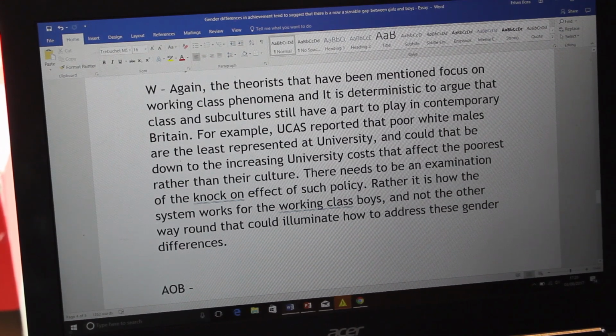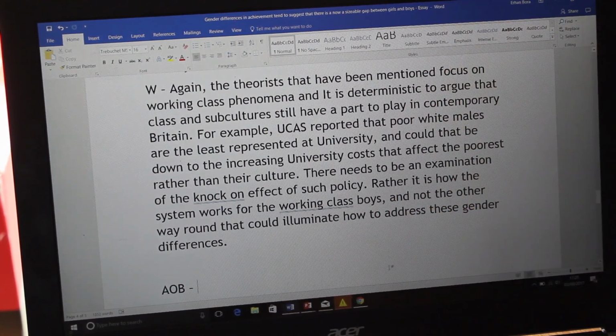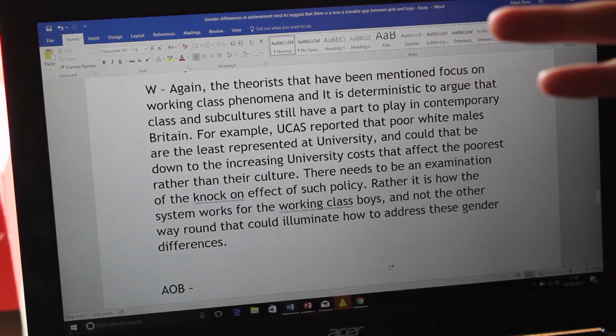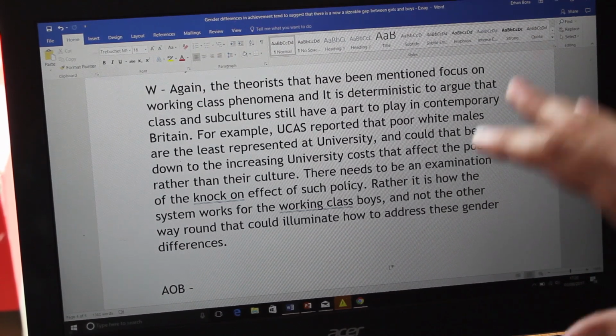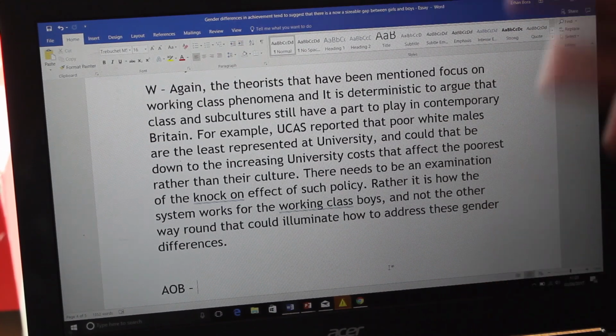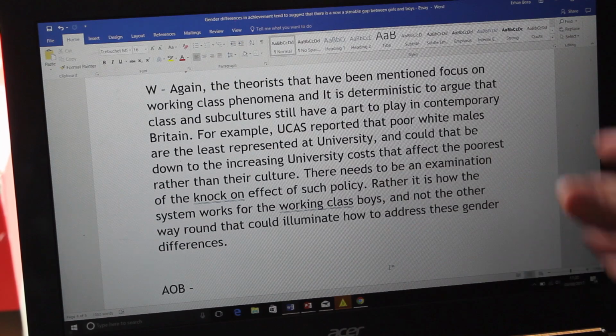Rather, it is how the system works for working class boys, and not the other way around, that could illuminate how to address the gender differences. So what I'm doing here is being critical. I'm not doing what these theorists do, saying that it's the education system's fault or that it's the boys' culture's fault. I will be looking at how we can help these boys and what they need. I'm not assuming that their culture has certain aspects to it as the theories do, or that they can't get along with school, or that school is damaging them. I'm saying, how can we address these issues? Maybe it's about us getting rid of this tag of class that could help us.